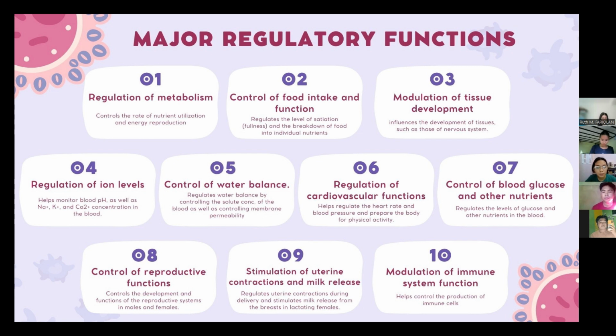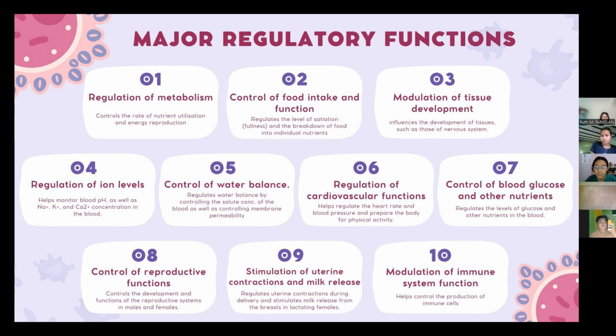So here are the following main regulatory functions of the endocrine system. First is the regulation of metabolism. It controls the rate of nutrient utilization and energy production. Second is control of food intake and digestion. This regulates the level of satiation and the breakdown of food into individual nutrients.